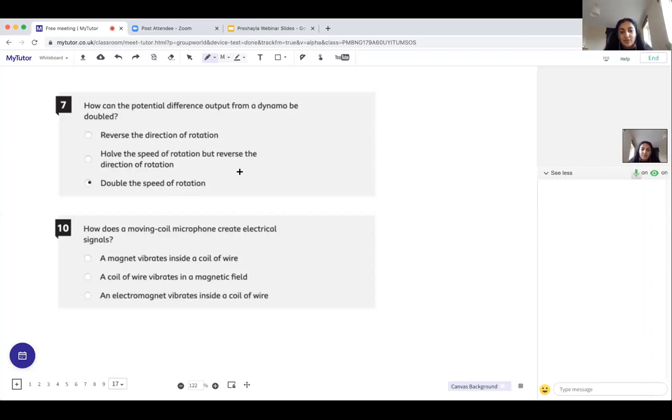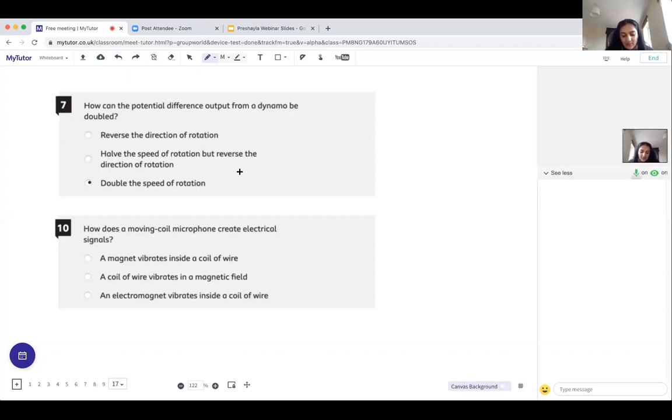Okay, how does a moving coil microphone create electrical signals? Does the magnet vibrate inside a coil of wire? Does the coil of wire vibrate in the magnetic field? Or does an electromagnet vibrate inside of a coil of wire?